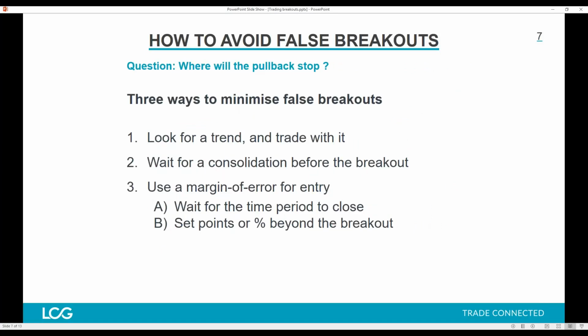Another way of putting this is, oh, I've got a question in there about pullback, apologies for that. How can we minimize them is the question.